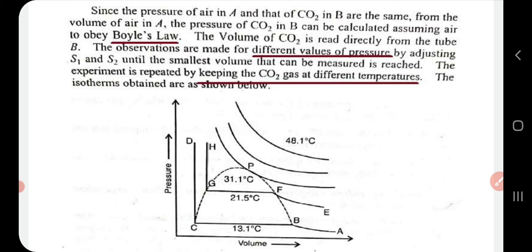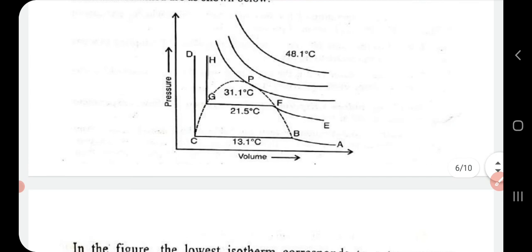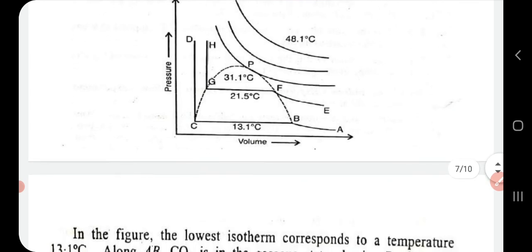Now the same experiment is repeated by keeping the carbon dioxide gas at different temperatures. At different temperatures you will study the variation of pressure and volume of carbon dioxide gas, and after conducting the experiment you will get such isotherms. Now let us explain the isotherms.